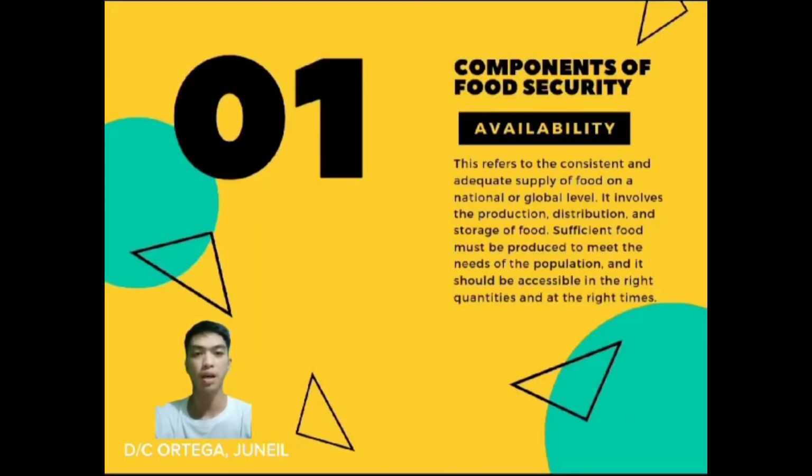Number 1. Availability. This refers to the consistent and adequate supply of food on a national or global level. It involves the production, distribution, and storage of food. Sufficient food must be produced to meet the needs of the population, and it should be accessible in the right quantities and at the right times.